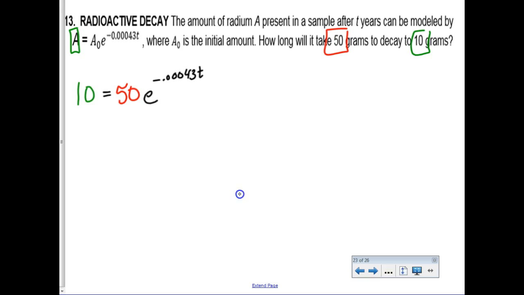So this is an exponential equation. We're not going to have any common bases, obviously, because it's real life, and real life isn't nice like that. So you're going to isolate the e, and then we're going to apply a natural log, of course, on this question. So divide by 50 on both sides first.